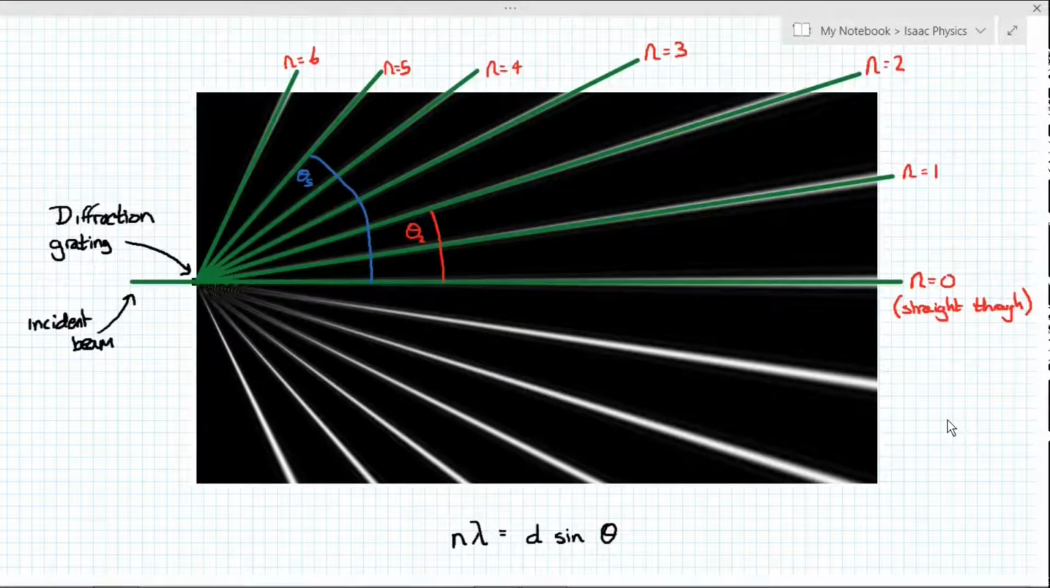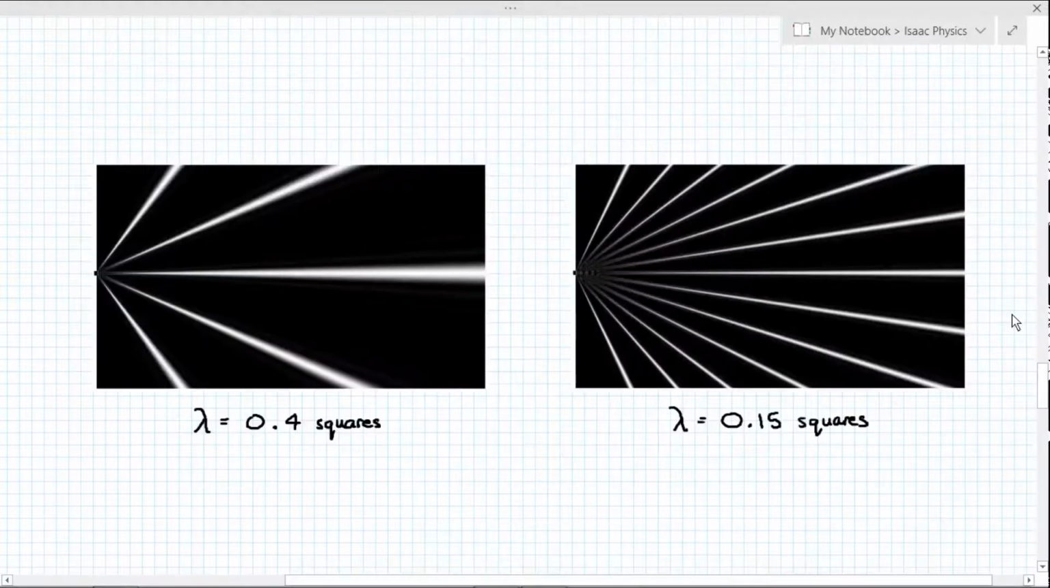Here is that diagram with the equation on the bottom to help you understand how these different variables relate to each other. As before, here are 2 diagrams indicating how the wavelength affects the diffraction pattern. On the left, again in arbitrary units, the wavelength is larger than on the right. And because the wavelength is larger, the diffraction angle is larger, because wavelength is proportional to the sine of the diffraction angle if everything else is kept the same.